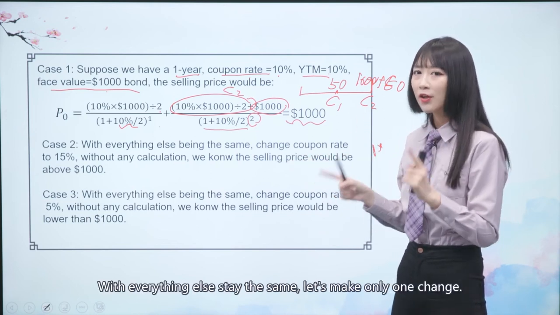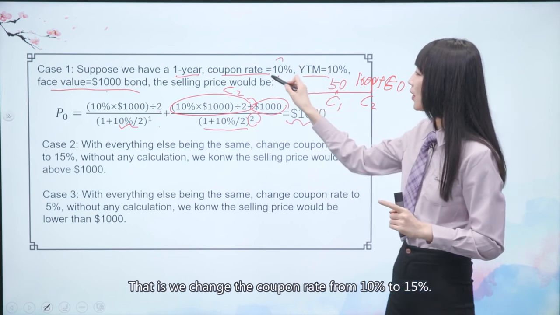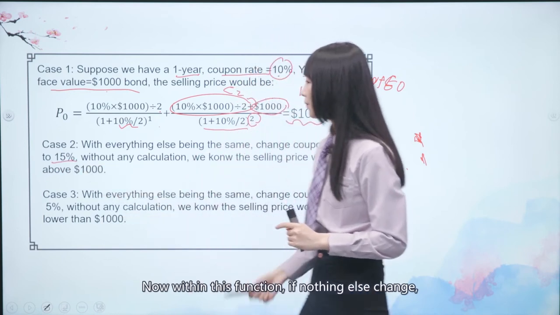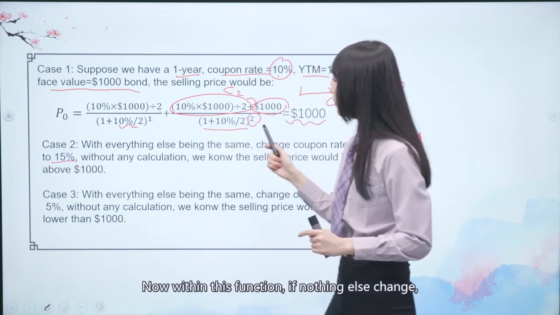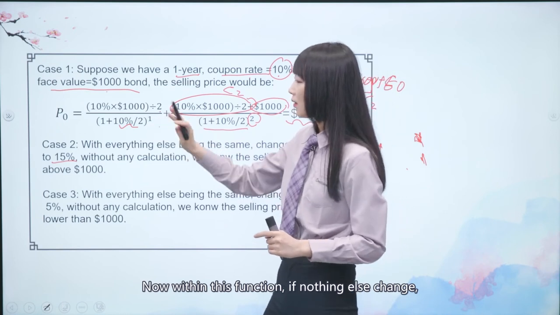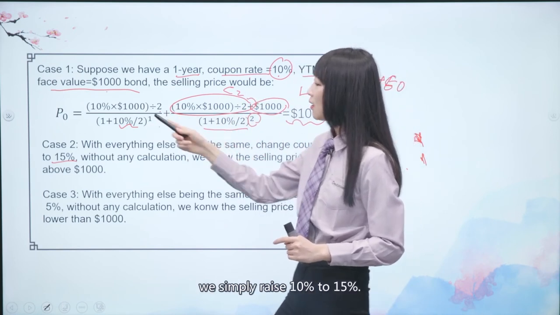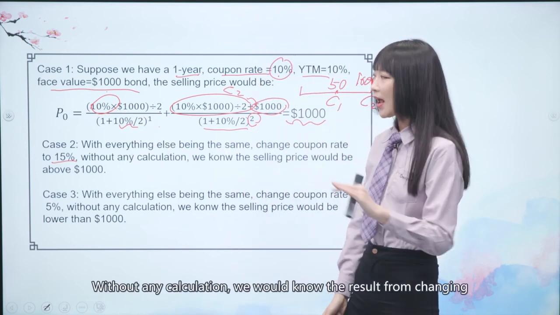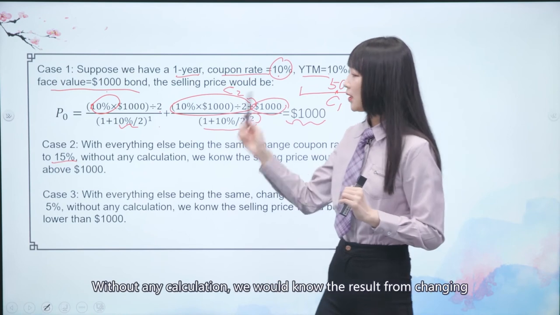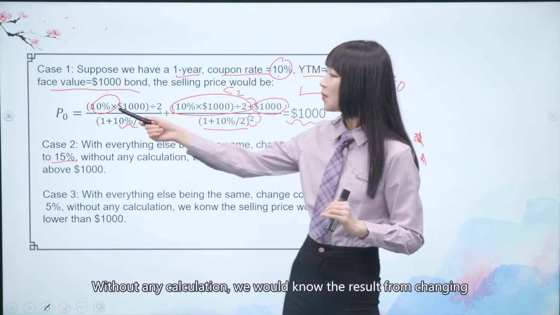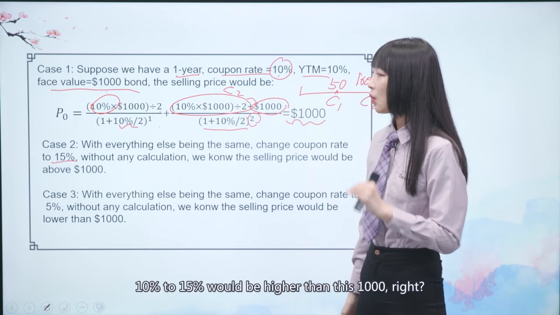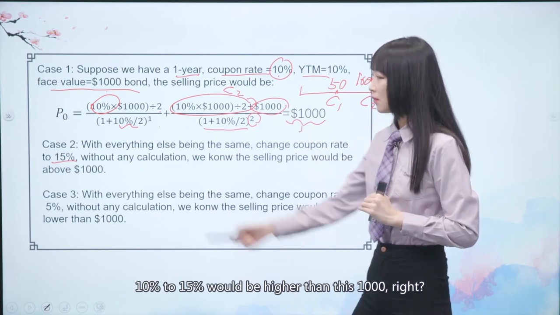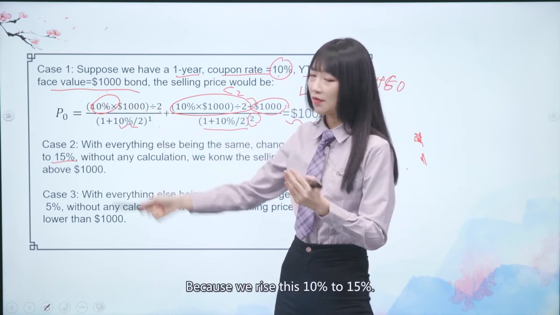Let's make only one change. That is, we change the coupon rate from 10% to 15%. Now, within this function, if nothing else changed, we simply raise 10% to 15%. Without any calculation, we would know the result from changing 10% to 15% would be higher than this 1,000. Right? Because we raise this 10% to 15%.